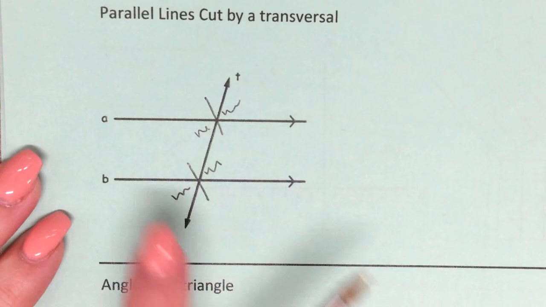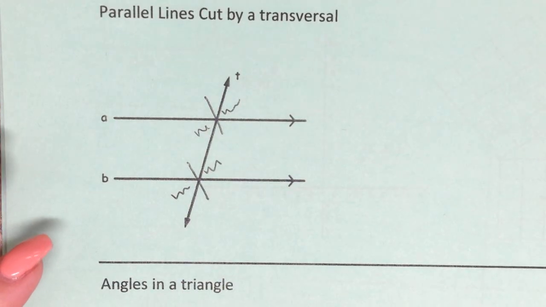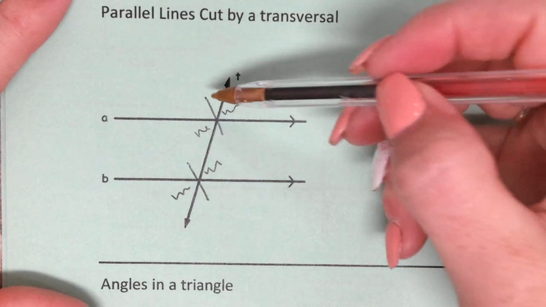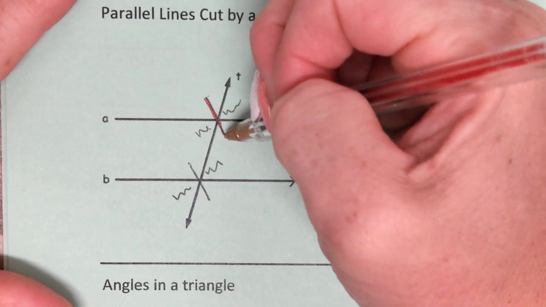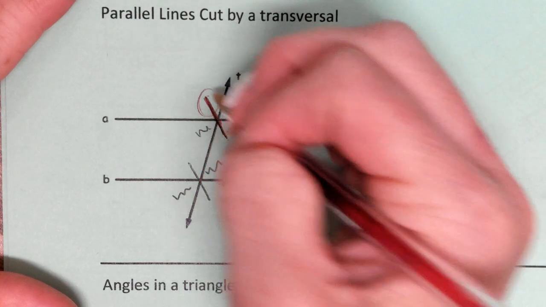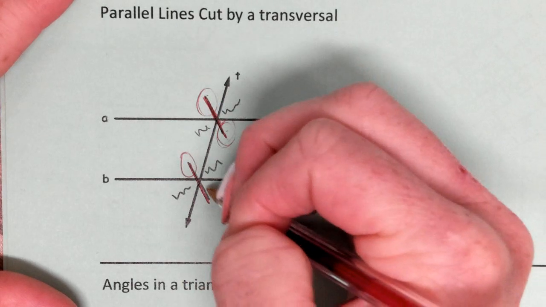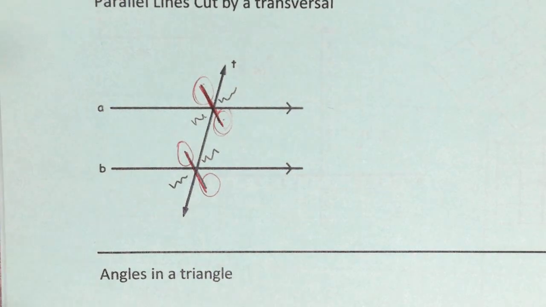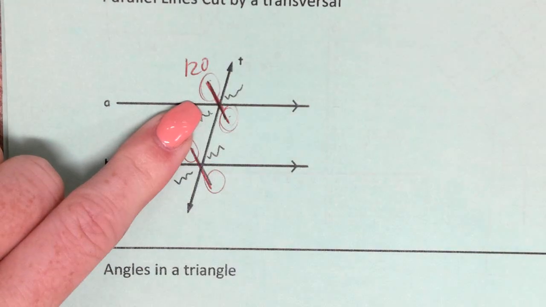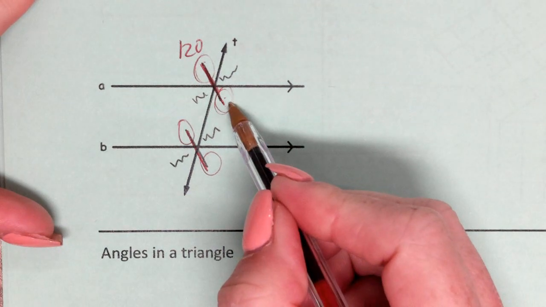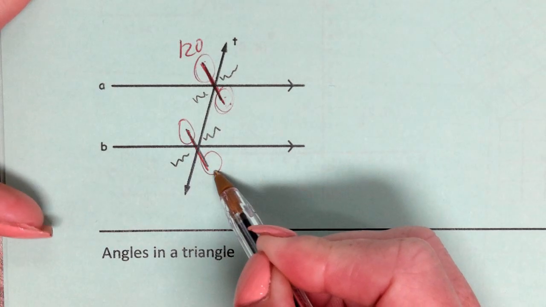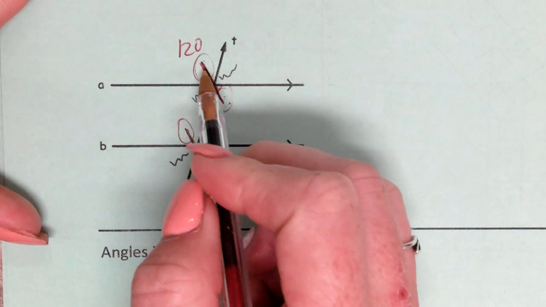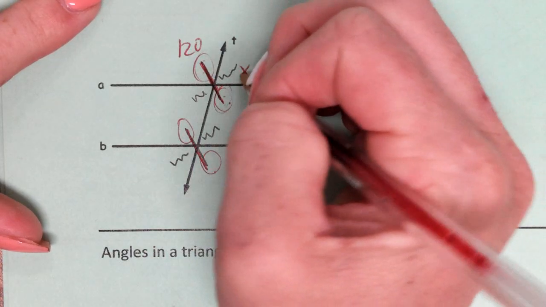Okay, if you have parallel lines cut by a transversal, the sides opposite are the same. So do y'all see how I drew this line right here? This angle, and this angle, and this angle are all the same. So if I told you this angle was 120 degrees, what would this one be? 120. What would this one be? And what would this one be? Does everybody understand that? But what if I told you this angle was 120 and I wanted to know this angle?